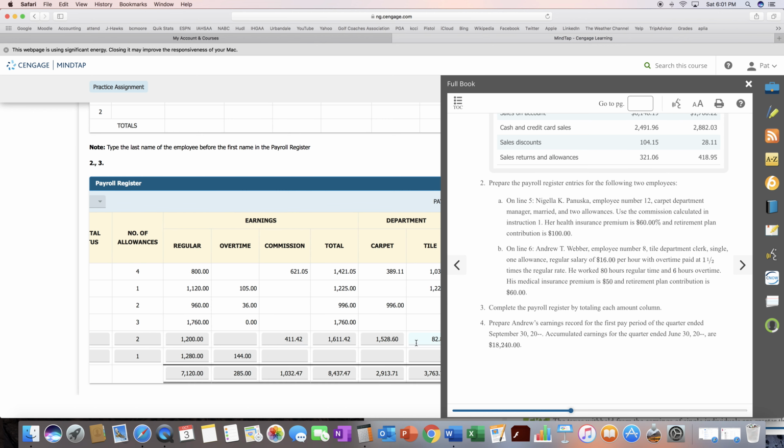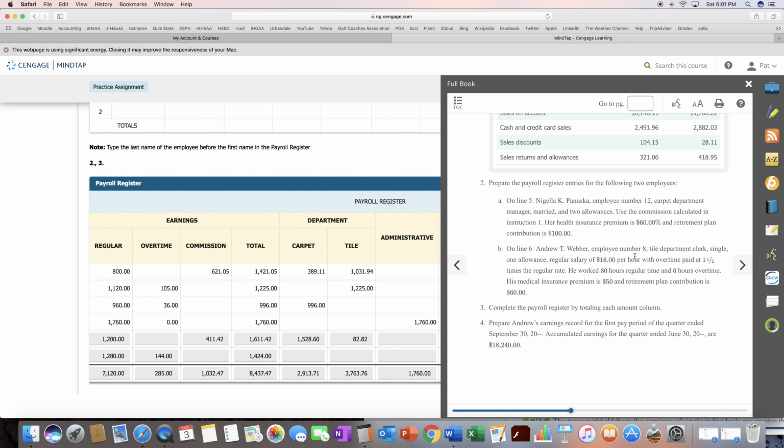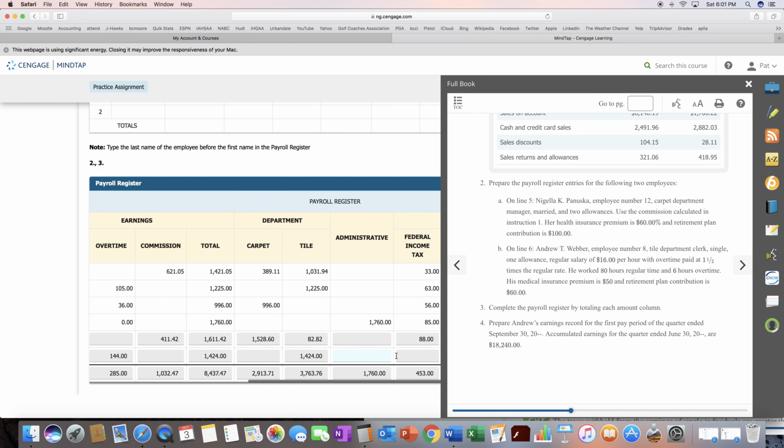Okay? So his total, he doesn't get any commissions. He's an hourly employee, so he doesn't get anything. So his total is these two numbers added up. 1,280 plus 144 is 1,424. We will use that number a lot. Okay? It all goes under tile. He's in the tile department. He's a clerk. So all 1,424 goes underneath the tile department, so we can keep track of who's getting paid from what department. Nothing to do with administrative again, so that's that.